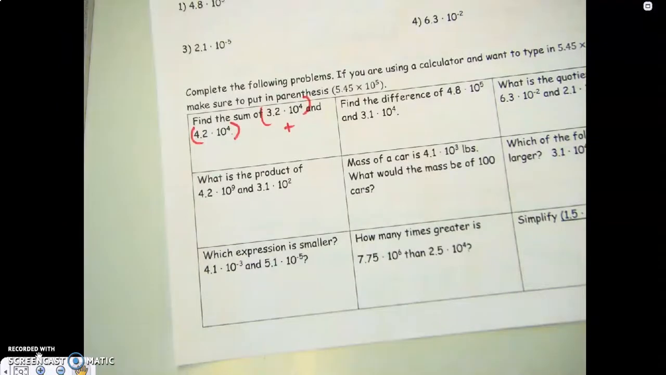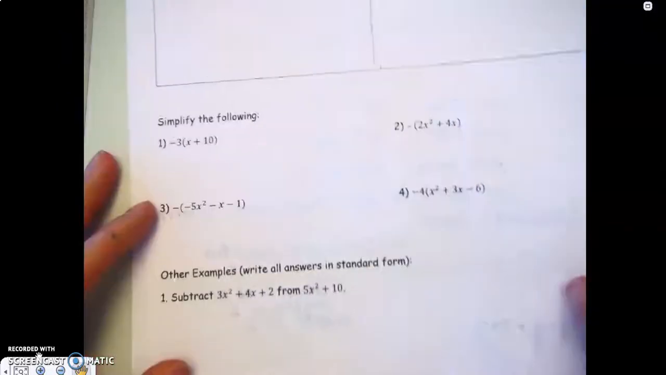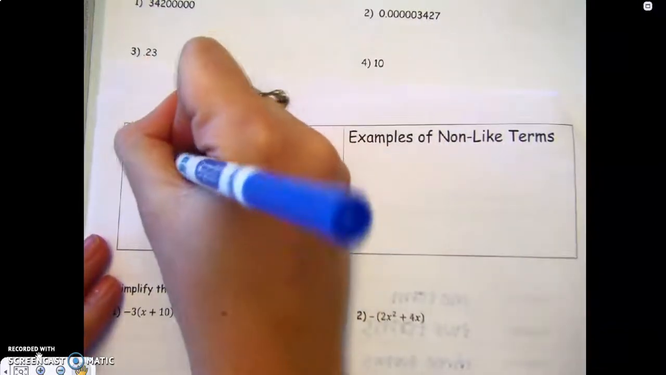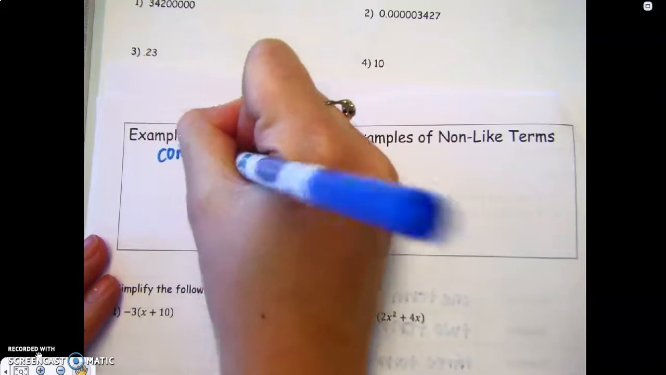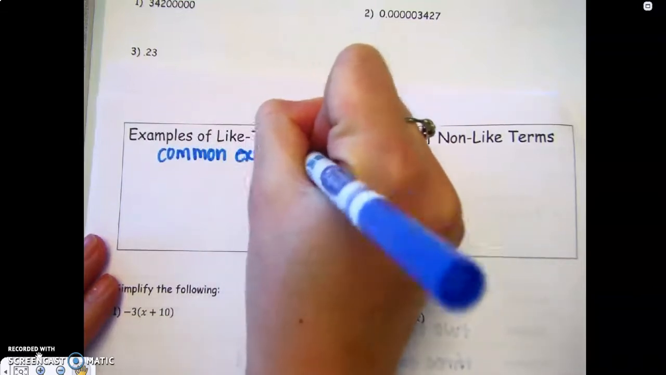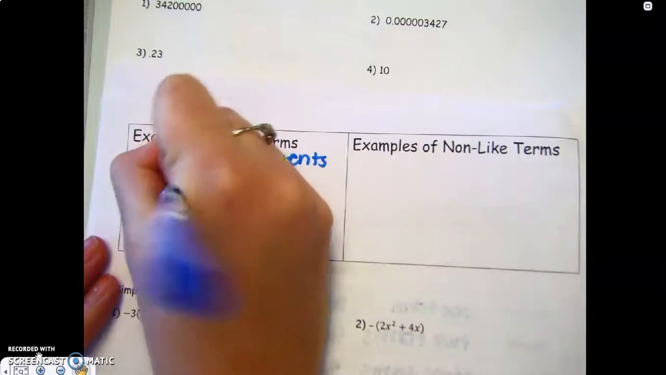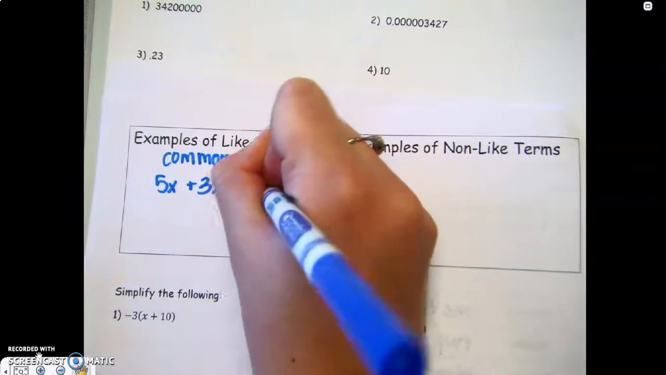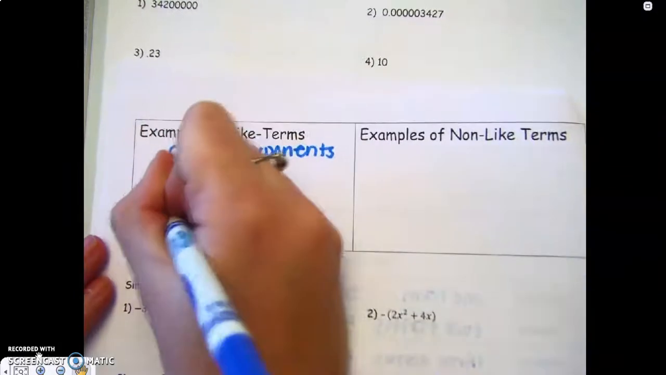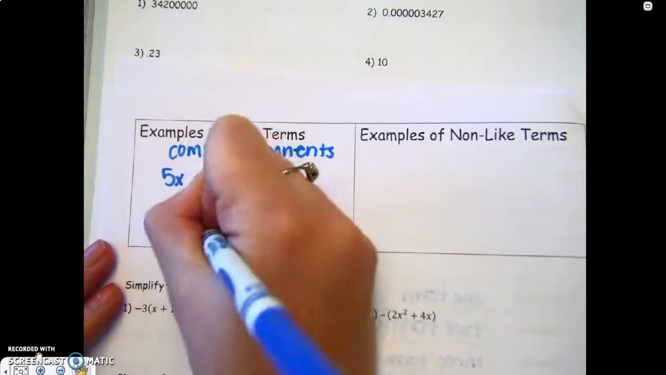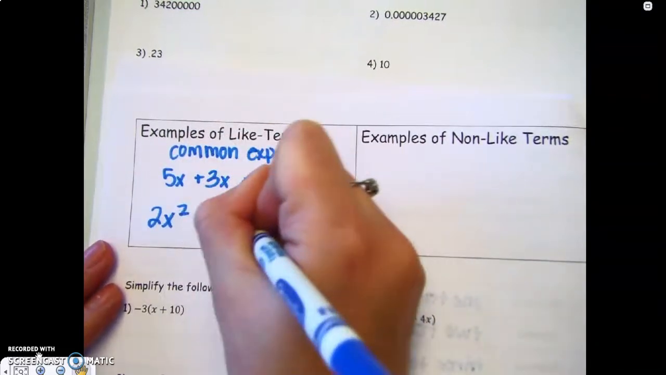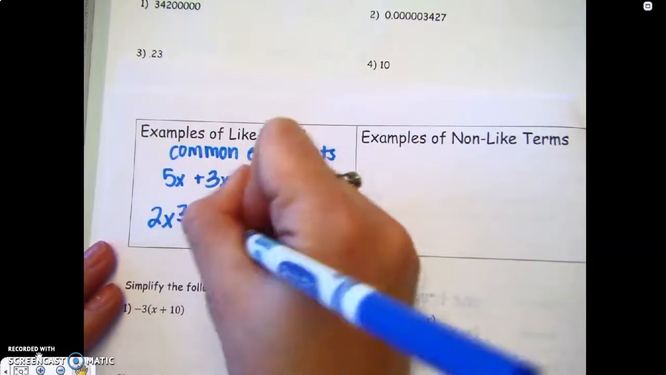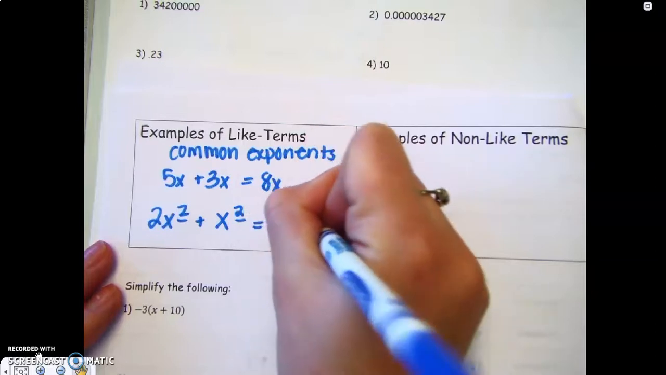If you flip it over, let's talk about like terms and non-like terms. Like terms are anything with common exponents. So for example, 5x plus 3x are like terms because you get 8x. 2x squared plus x squared are like terms. They have the same exponent. So I have 2x squareds here plus 1x squared here. That would give me 3x squareds.